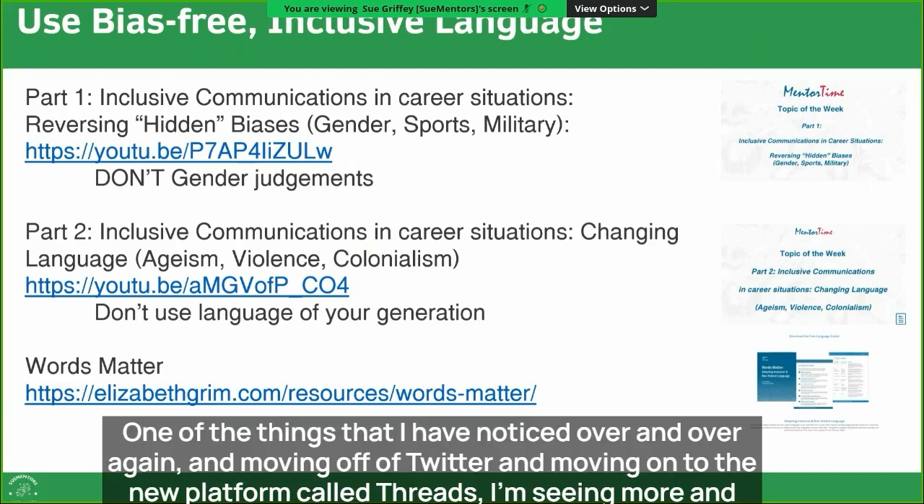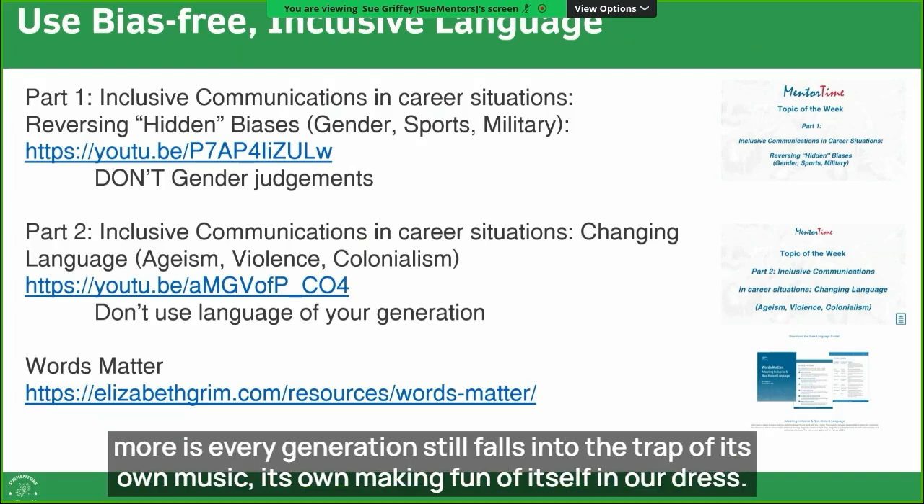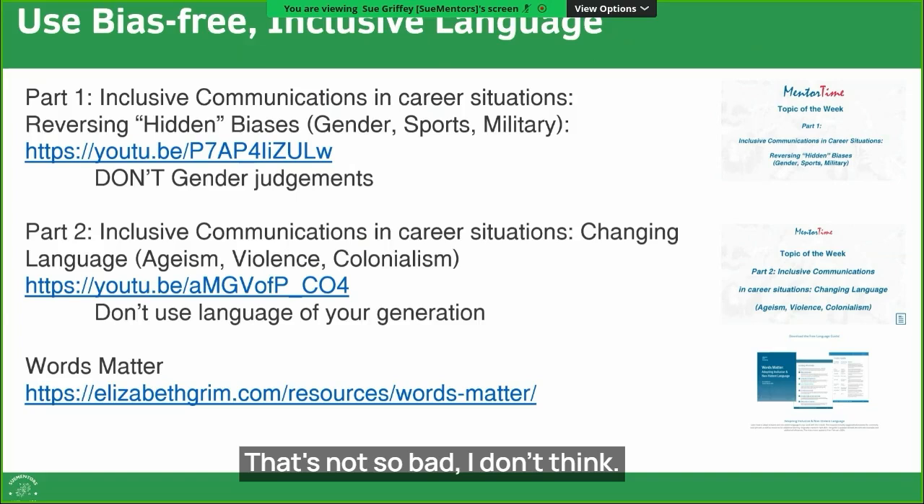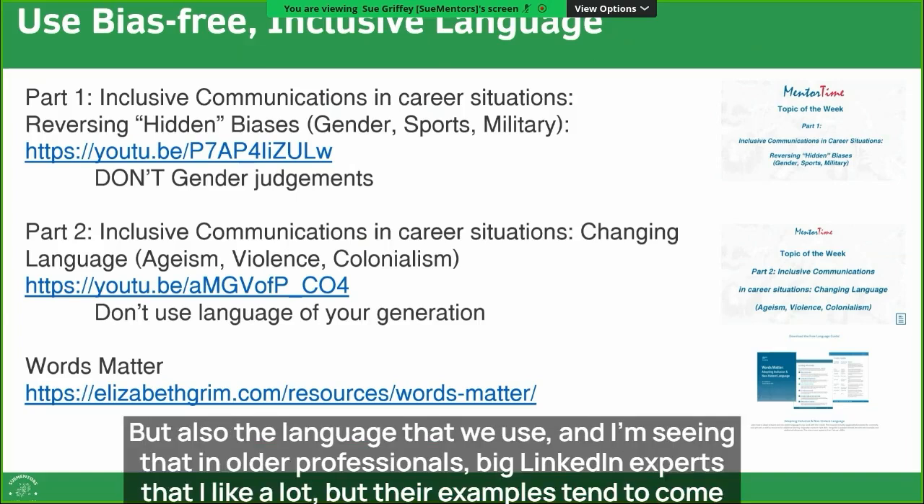One of the things that I have noticed over and over again, moving off of Twitter and onto the new platform called Threads, is that every generation still falls into the trap of its own music, its own making fun of itself, its own dress. That's not so bad, I don't think. But also the language that we use.